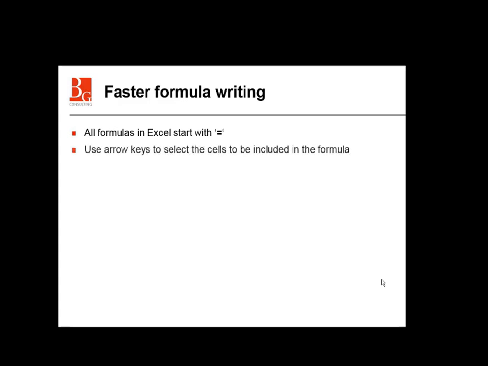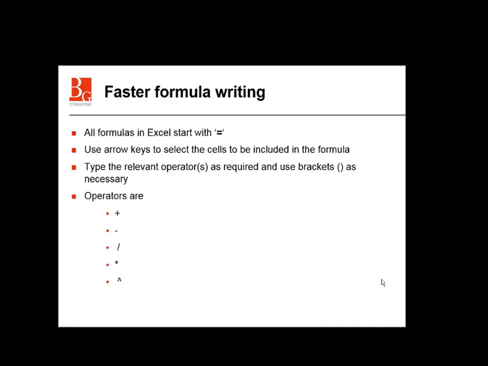Finally, some other useful things to show you. Firstly, faster formula writing. All formulas in Excel start with an equal sign. You can then use arrow keys to select which cells you want to include in the formula and type in the operators as needed. The operators are plus, minus, divide by, multiply by, and to the power of. Press Enter when you've finished.